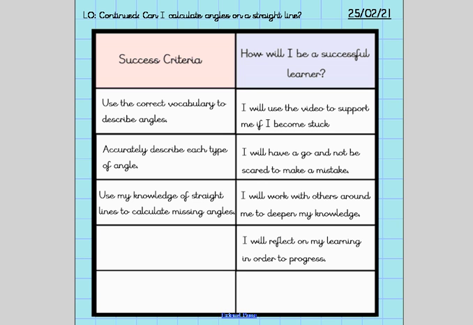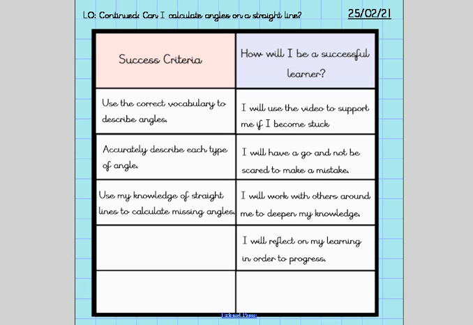Okay, good morning, Cyprus. So, building on from the lesson that we did yesterday live, today we're going to look at building from our knowledge of straight lines to work out missing angles. And today we're going to take that a step further.